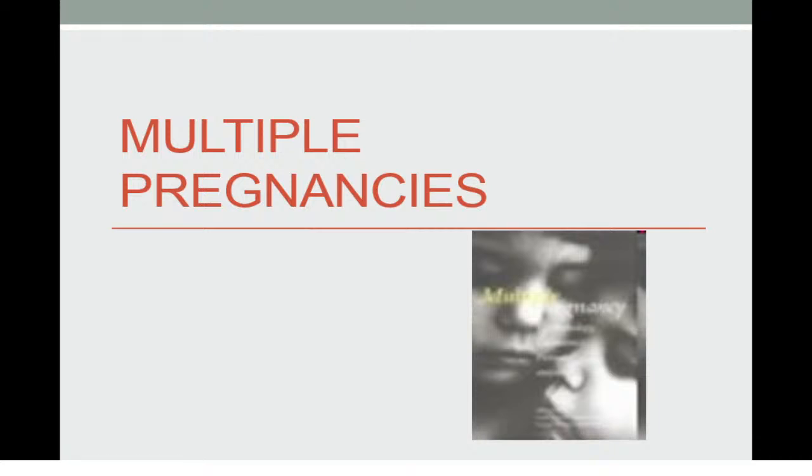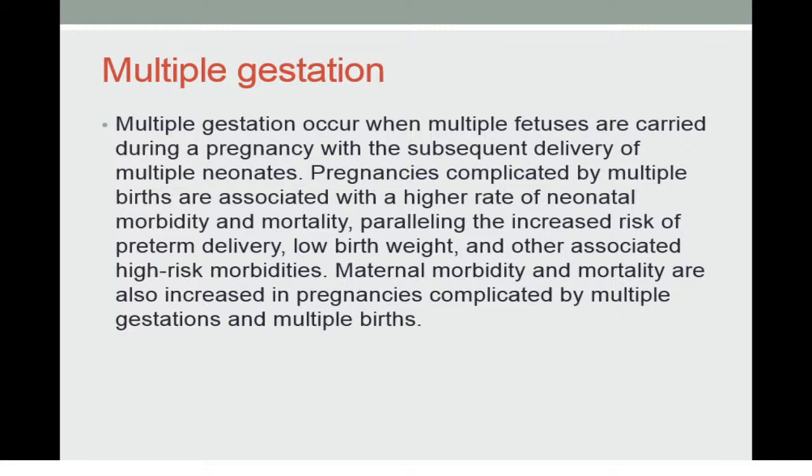And now, the second part of our lecture is multiple gestation. Multifetal gestation, multiple gestation, multifetal pregnancy. Multiple gestation occurs when multiple fetuses are carried during a pregnancy with subsequent delivery of multiple neonates. Pregnancies complicated by multiple births are associated with a higher rate of neonatal morbidity and mortality, paralleling the increased risk of preterm labor, low birth weight, and other associated high-risk morbidities. Maternal morbidity and mortality are also increased in pregnancies complicated by multiple gestation and multiple birth.